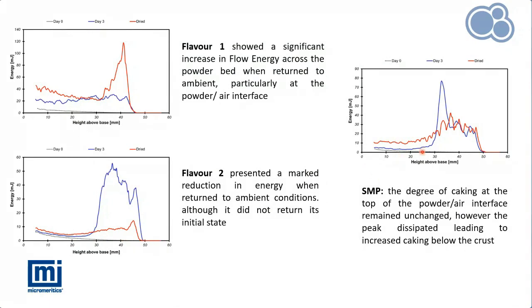Now looking at skimmed milk powder, this is one of the samples we looked at very first, where we had very clear crust formation after 3 days at 75% RH. However, once that sample's dried, we can see that peak has then dissipated. We've got very clear caking occurring throughout the depth of the vessel, and caking occurring below the crust. So it's important to understand that these 3 different samples show 3 very different types of behaviour when we've returned back down to ambient conditions.